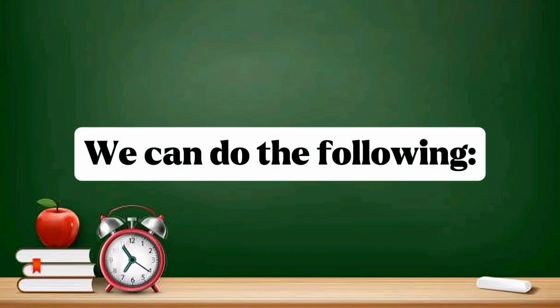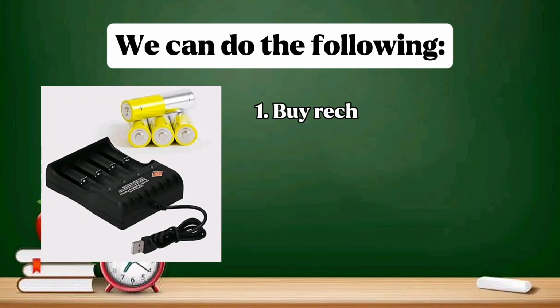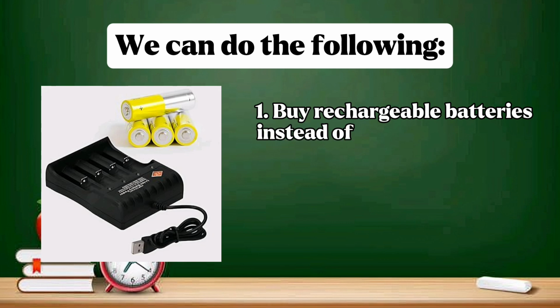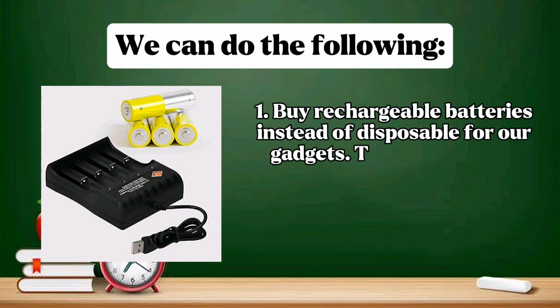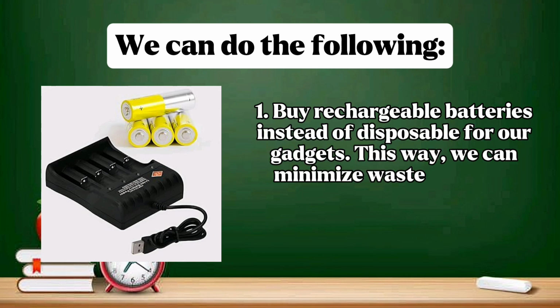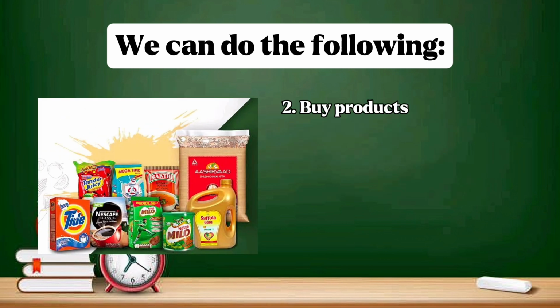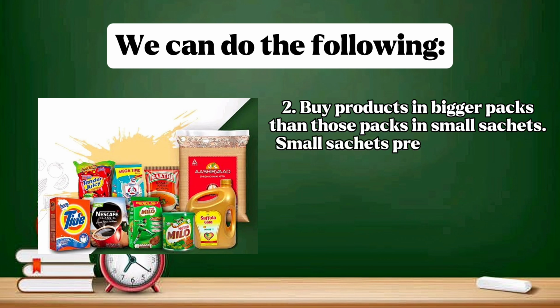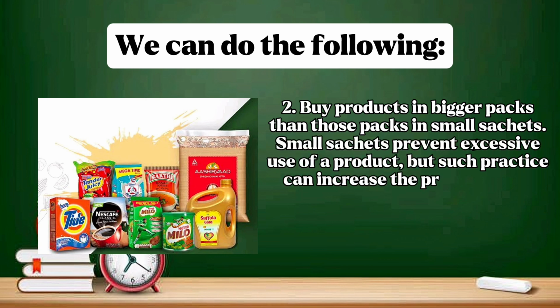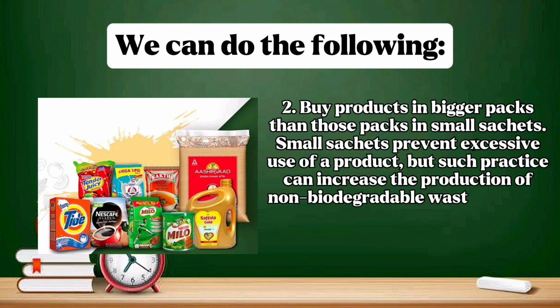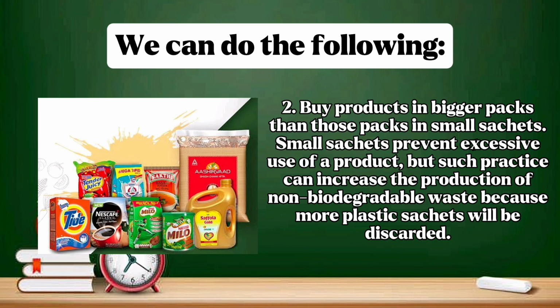We can do the following. 1. Buy rechargeable batteries instead of disposable for our gadgets. This way, we can minimize waste and save money at the same time. 2. Buy products in bigger packs than those packed in small sachets. Small sachets prevent excessive use of a product, but such practice can increase the production of non-biodegradable waste because more plastic sachets will be discarded.